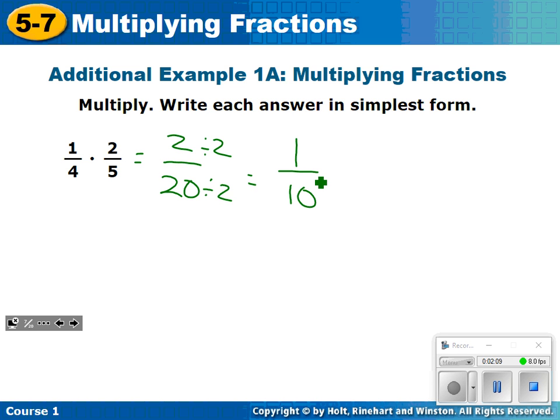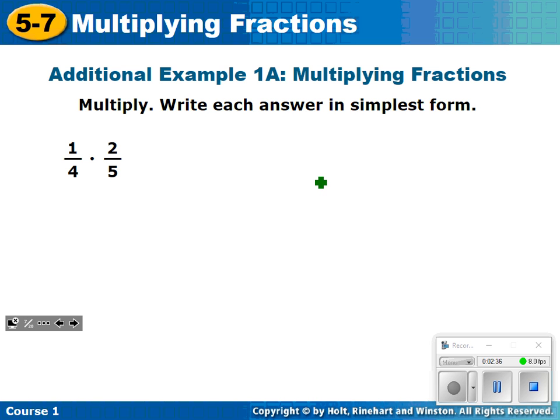Now, let me show you something that's going to help you do this. And I know a lot of you are like, I don't really want to do that. It seems like it's extra work. But you know what it's going to do? It's going to reduce your risk of making a mistake because you're going to end up dealing with smaller numbers. So here's what you do. That way works. What I just did works.